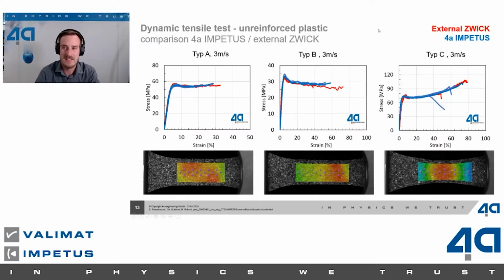Okay, and this slide is just to sum up some results of what we have done with an external partner, where we have tested on an external machine, and we have compared these results to results from the 4A IMPETUS machine. We have tested 3 types of unreinforced plastics at 3 meters per second, and you see the really good correlation of the red and blue results on the external machine and the 4A IMPETUS results.